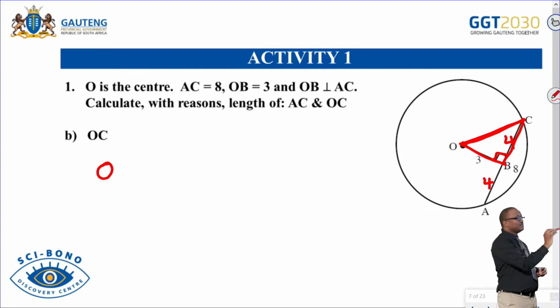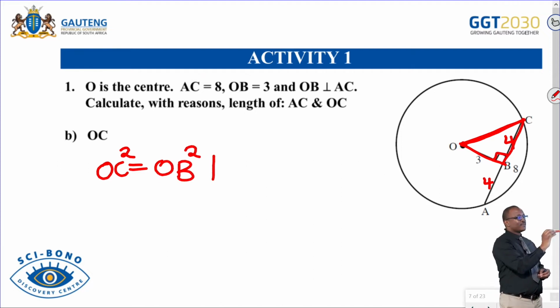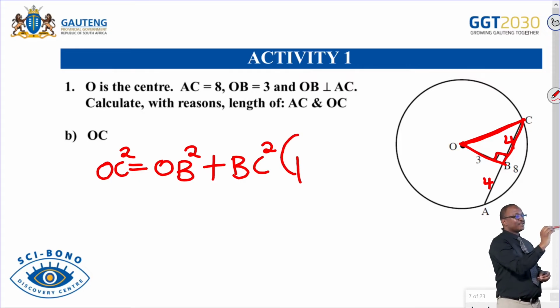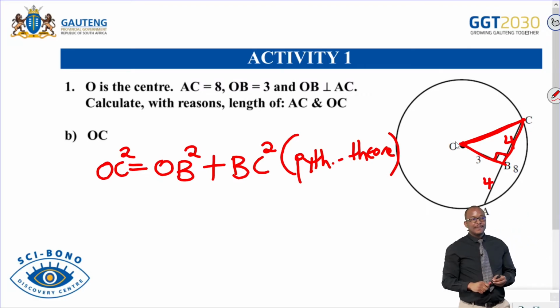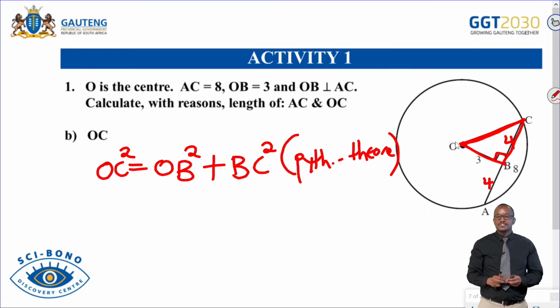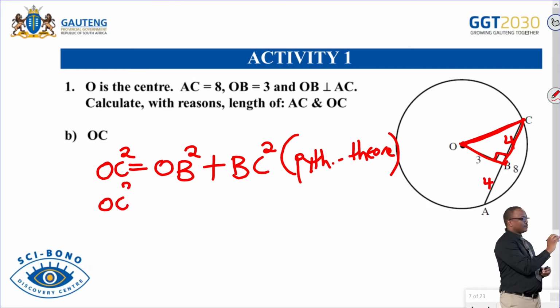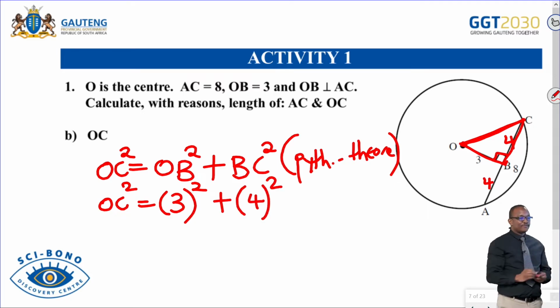We're looking at the longest side of the triangle, which is the hypotenuse. Then we're going to say OC squared is equal to OB squared plus BC squared. Remember, this is your Pythagoras theorem. Correct? Then now you look at what is given or what you have. We have the length of OB, which is 3. And we also have the length of BC, which is 4. Then you substitute there. OC squared is going to be 3 squared plus 4 squared, where OB is substituted by 3 and BC by 4.